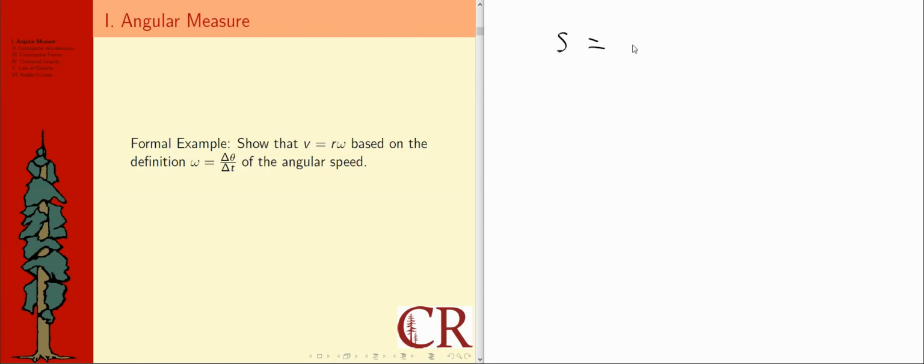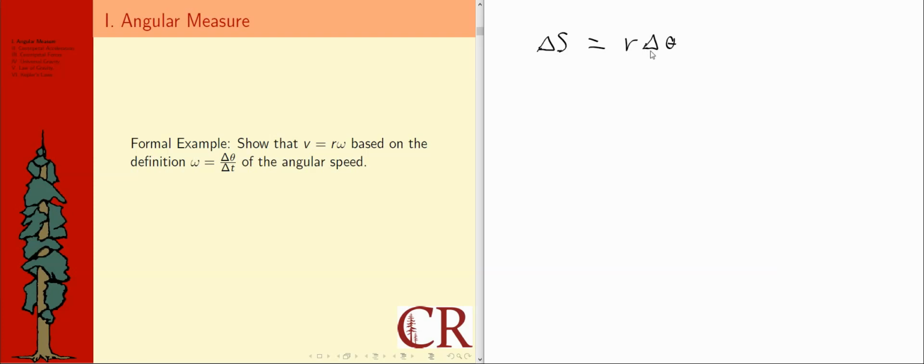If I write down s is equal to r theta, the arc length formula, one way I could look at this is, as I said before, you could argue that you could put deltas in front of both of these, one or both depending on the context.